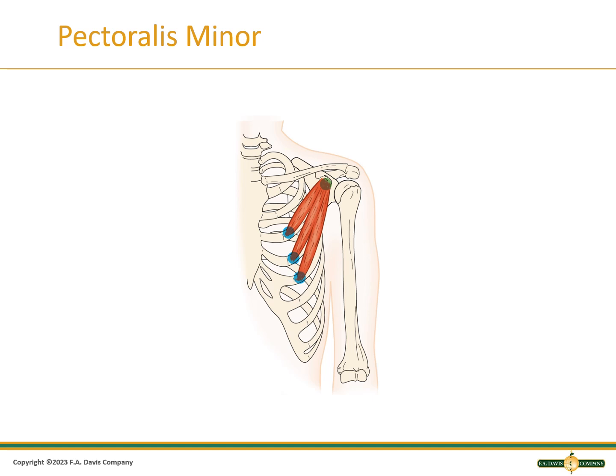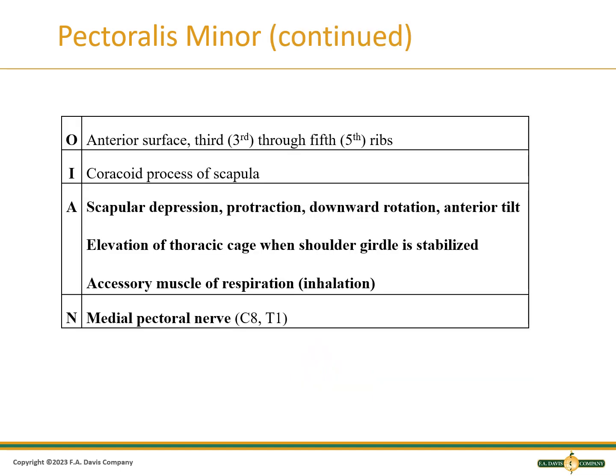Pec minor comes from the ribs to run to the coracoid process. So we originate on the anterior surface of the third through fifth ribs to insert on the coracoid process of the scapula. It causes scapular depression, protraction, downward rotation, and anterior tilt. When the scapula is fixed, it causes elevation of the thoracic cage, and it is also an accessory muscle of respiration for inhalation. It is innervated by the medial pectoral nerve.